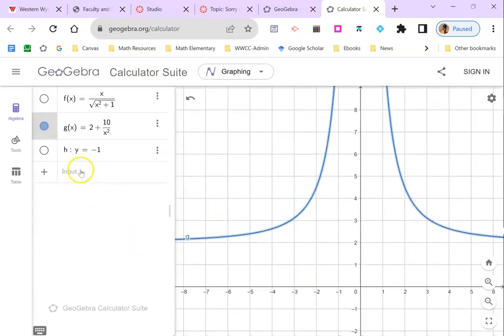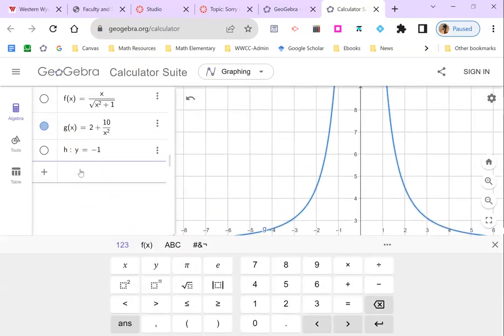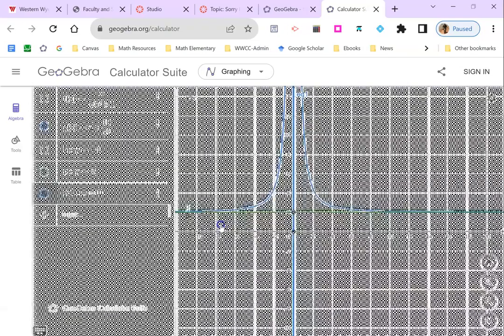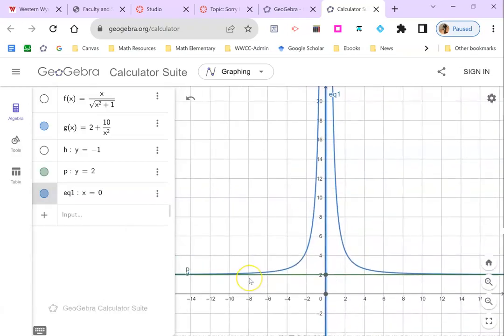What did we say we had for a horizontal asymptote again? Y equals 2. Zoom out there, and then I said I had a vertical asymptote at what? X equals 0. And does that look like what I drew there, class? It does. So we didn't need calculators.